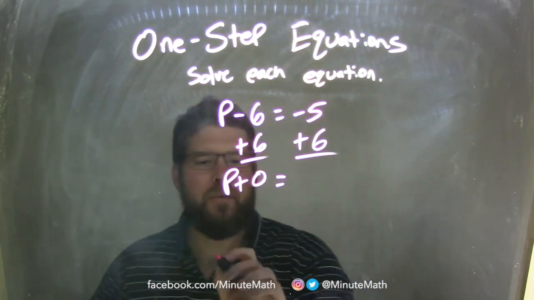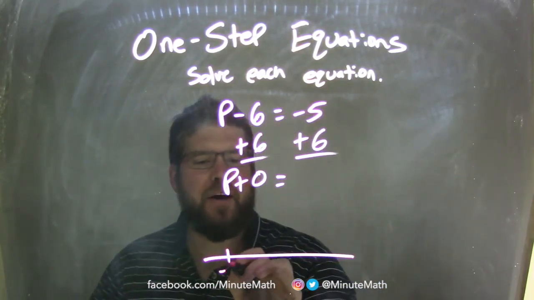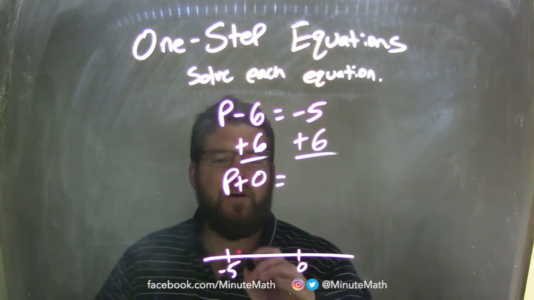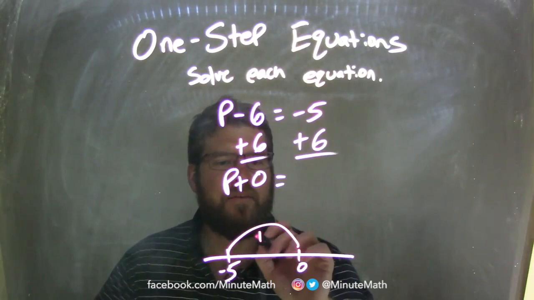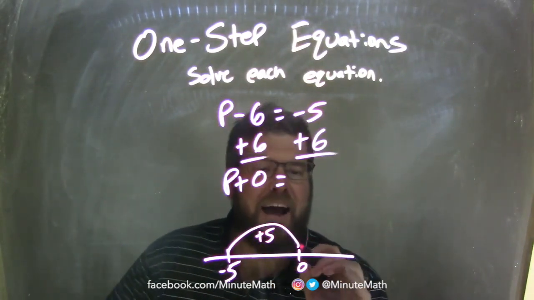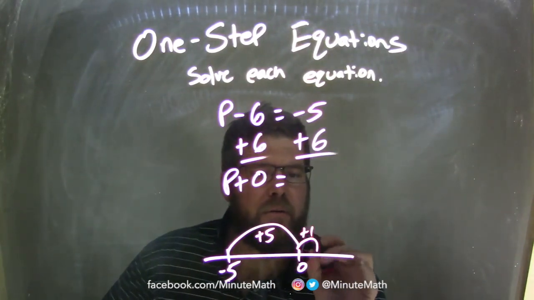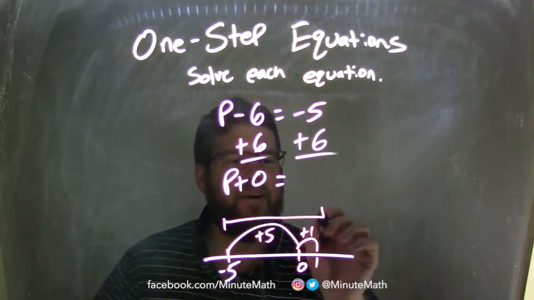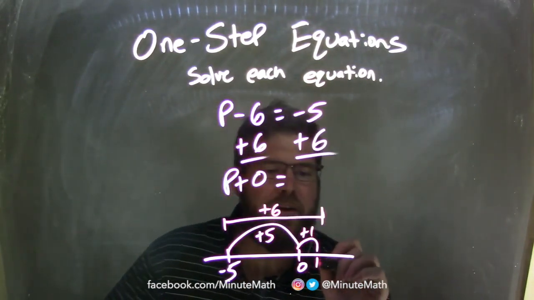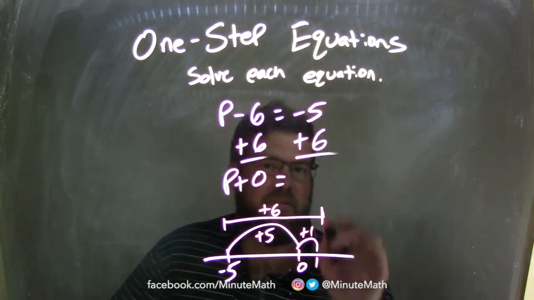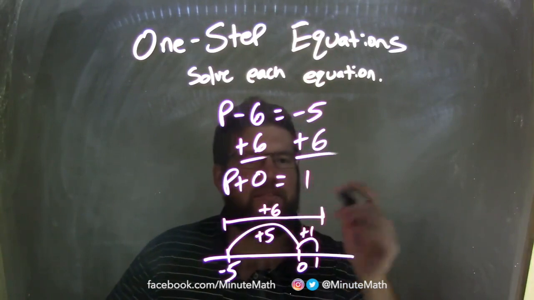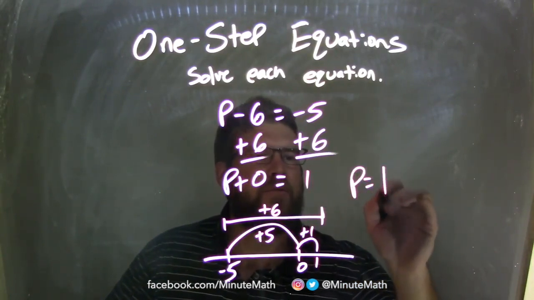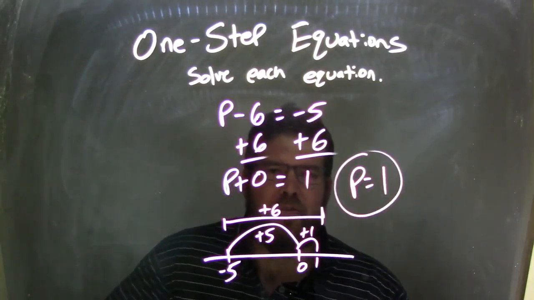But let's use a number line to see that. We have negative 5 here, put 0. So if I have negative 5 and I add 5 units to that, plus 5, that gets me to 0. And I have to add 1 more unit to get to a total of 6 that I'm adding together, right? So adding 1 more unit gets me to a positive 1, which is my final answer. So I have p plus 0 equals 1. Don't need the 0, so I can rewrite that to be p equals 1 as my final answer.